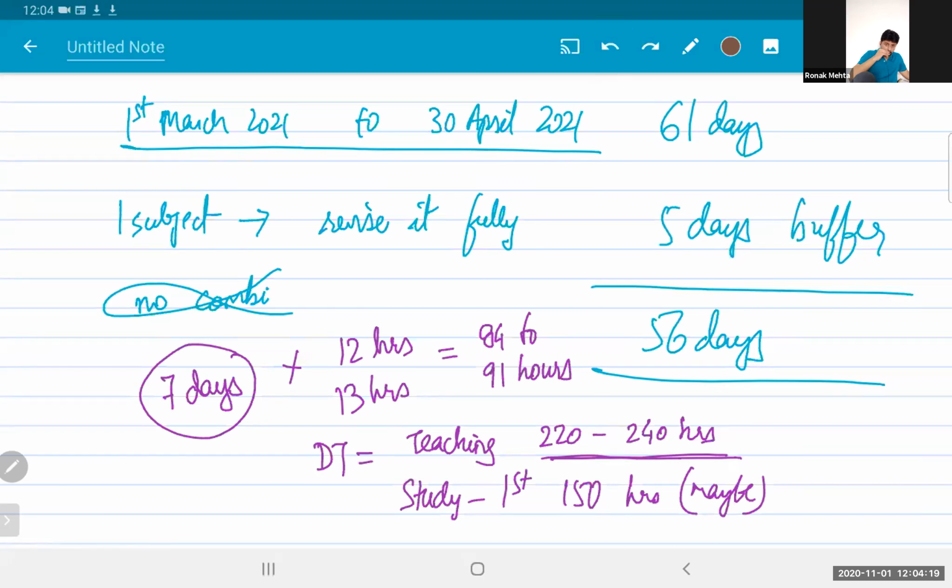So maybe you can do like this. At the time of revision, and now I'm not talking about my subject, now I'm talking generally. At the time of first study, you can probably refer to revision test paper of past attempts. And as far as your attempt revision test paper is concerned, study it in the March and April month. RTP of your attempt should be studied in March and April for revision purposes.